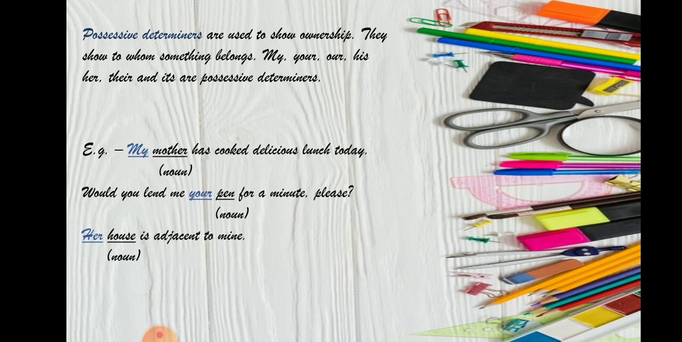Example, my mother has cooked delicious lunch today. Would you lend me your pen for a minute, please? Her house is adjacent to mine. So my, your, her, all these are possessive determiners as they show ownership.